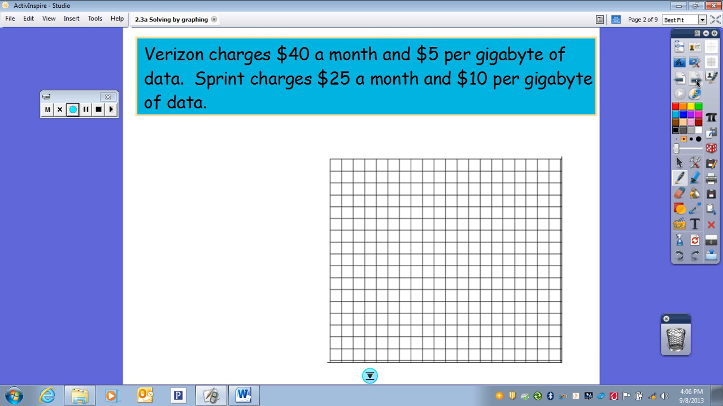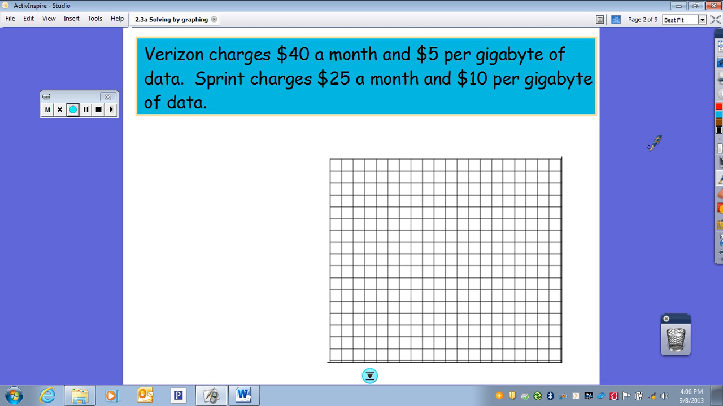Here is an example of a real-life problem where we could use graphing to find out when the cost of these two cell phone companies will be the same. And again, that's just one method of problem solving. We could make a table, we could make a chart, we could make a diagram. But if we were to make a graph, we could find out when the cost will be the same.